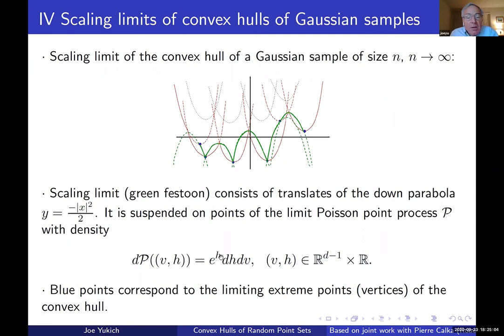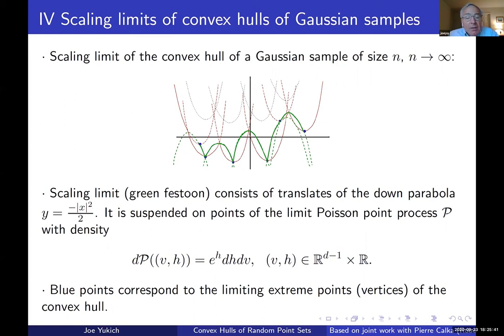Yes. So the scaling limit of the Gaussian sample gets sent to a Poisson point process that is definitely not uniform. It's not a rate 1 Poisson point process, and it favors putting points high above the horizontal axis or the horizontal plane. And it punishes putting points with very large negative coordinate.